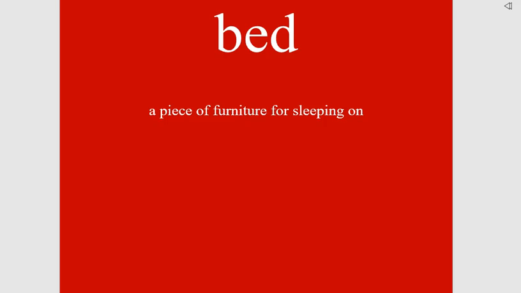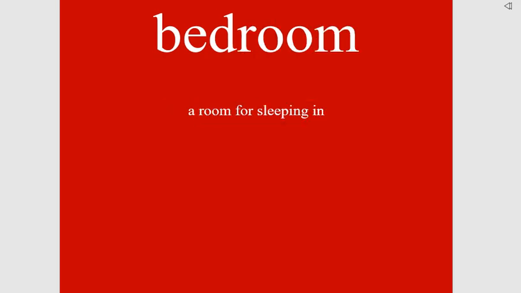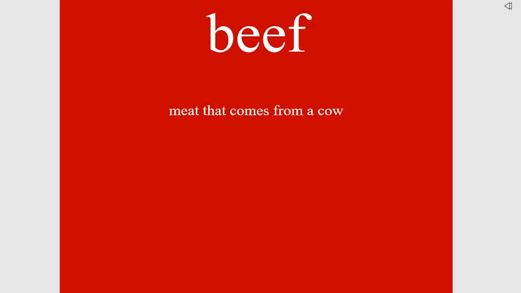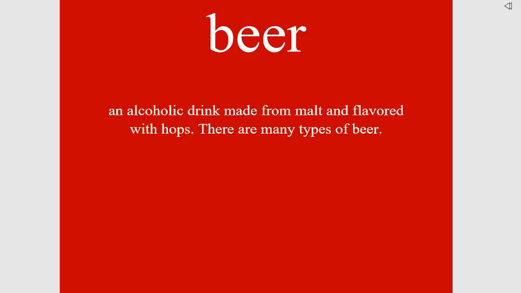Bed. A piece of furniture for sleeping on. Bedroom. A room for sleeping in. Beef. Meat that comes from a cow. Beer. An alcoholic drink made from malt and flavored with hops. There are many types of beer.